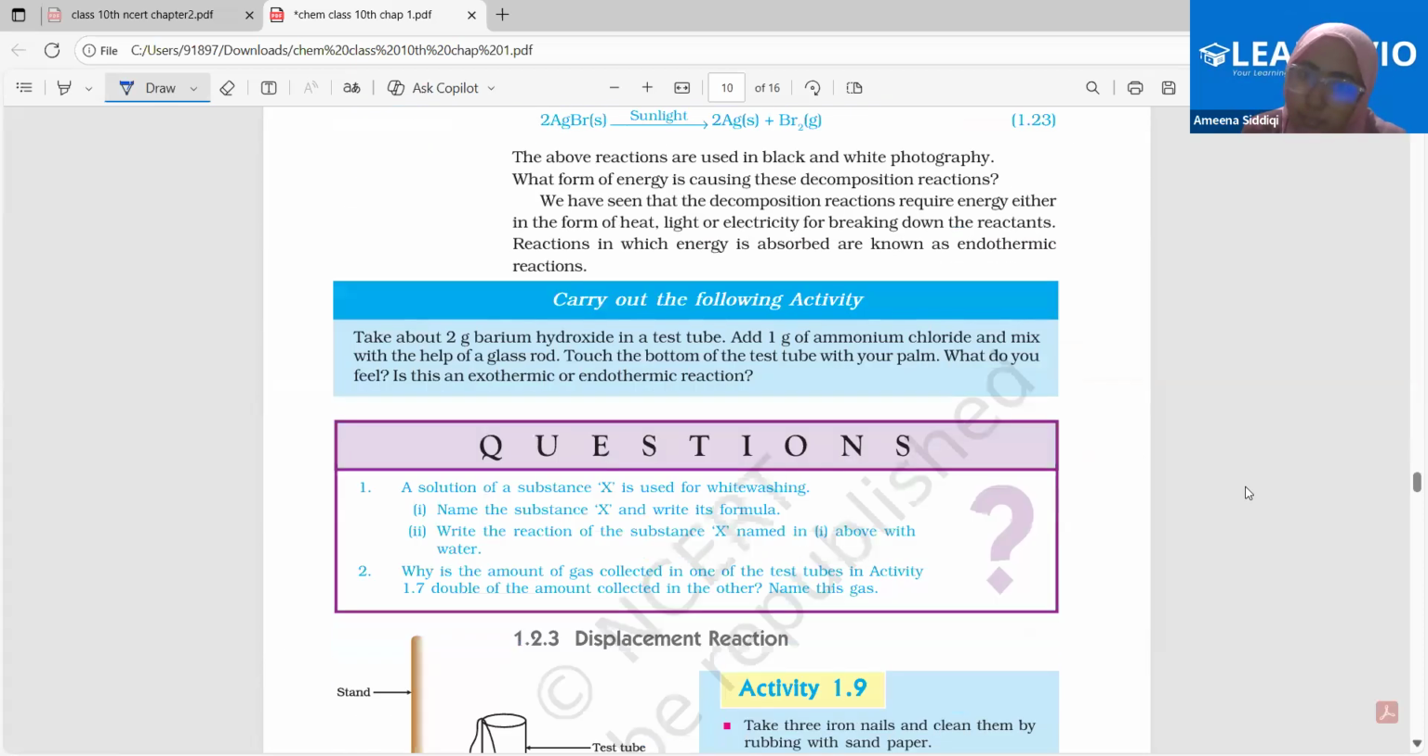Any confusion here? No. In the next class, inshallah, we'll start with displacement.